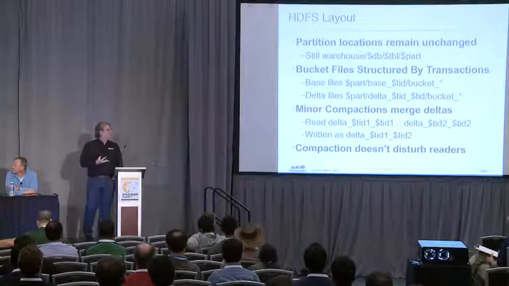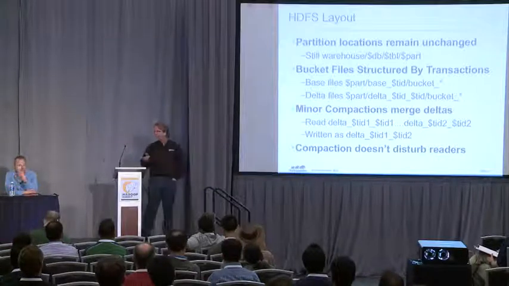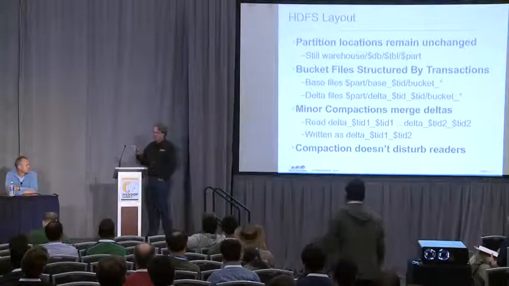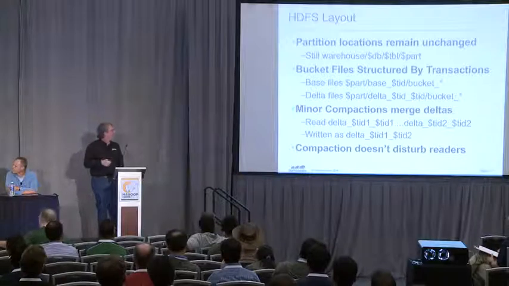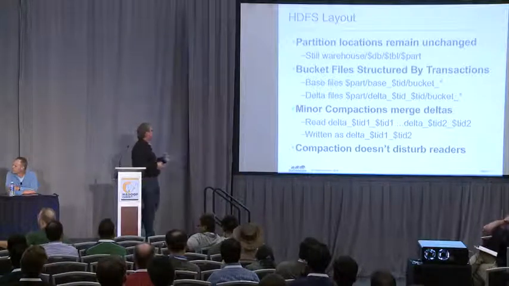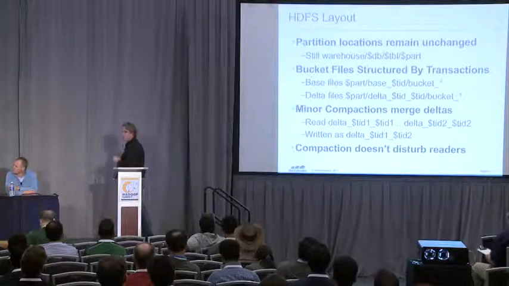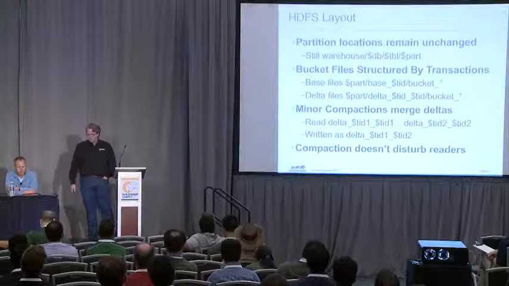We have minor compactions that merge multiple deltas together. Those happen, well actually, Alan will talk about this later, but they happen when we have enough deltas that we want to put them together, and it'll write them as a bigger delta, and that's when you get those two transaction IDs as different numbers. One of the important pieces, of course, is that compaction doesn't disturb the readers at all.